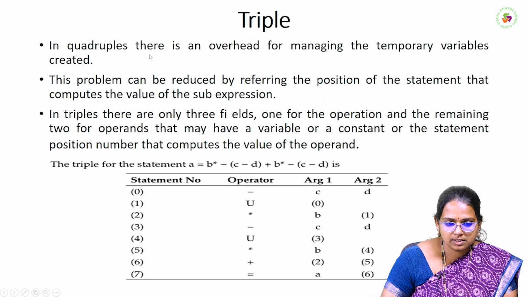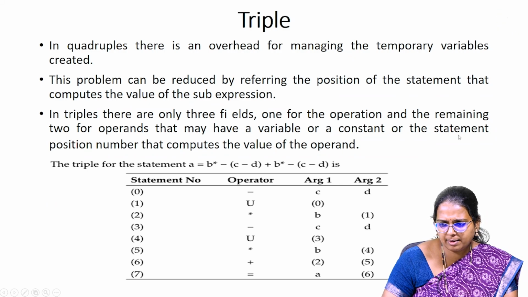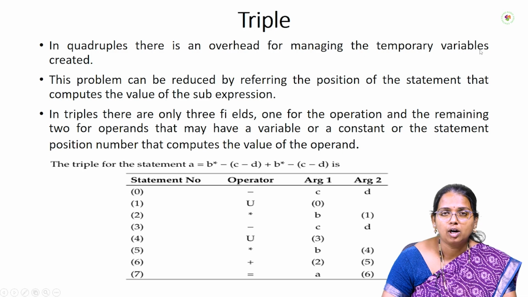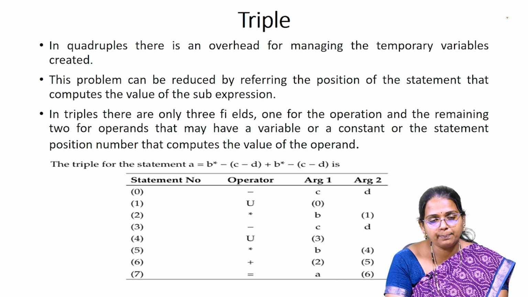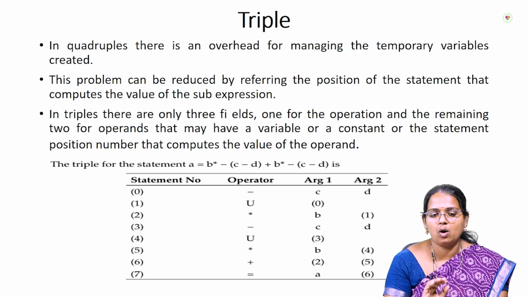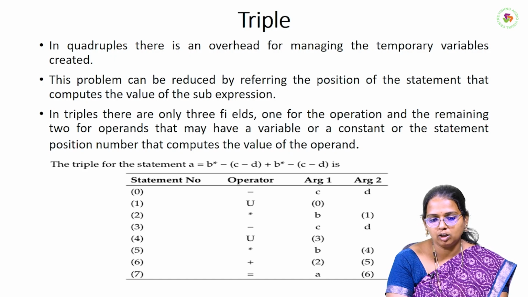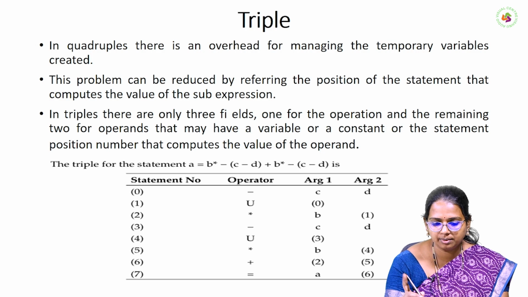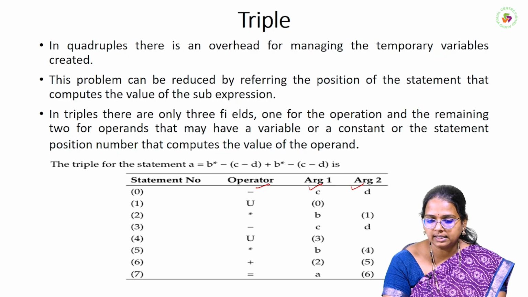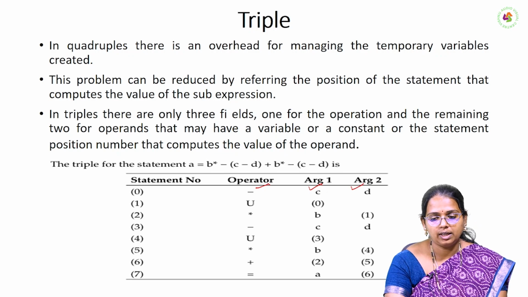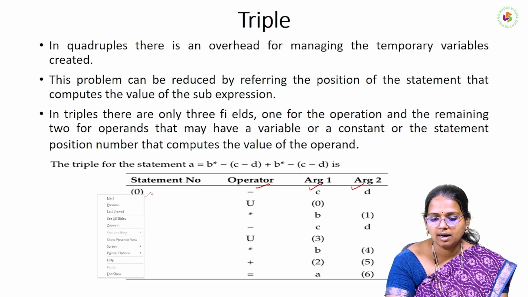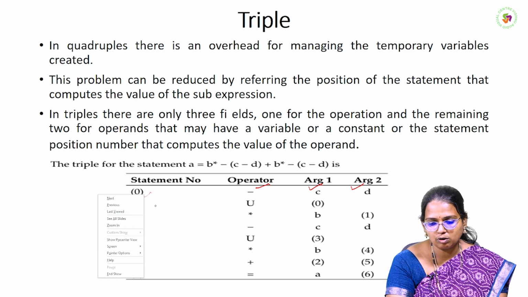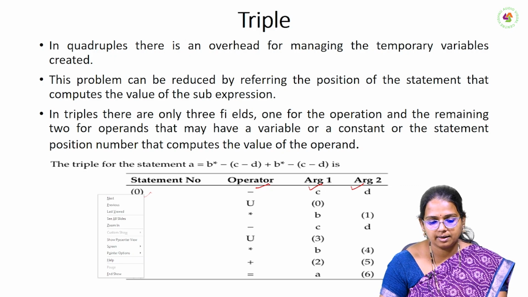Next. In quadruples there is an overhead for managing. Many times you are having many temporary variables. So to reduce unnecessary temporary variables we go for the triple representation. In quadruple we have 4 fields. In triple we have 3 fields: one for operation and the remaining 2 for operands. So here operator, argument 1, argument 2. The operation result will be stored in a position. They may have a variable or constant. The position number will indicate the computed value. So instead of taking a temporary value, that position will be used directly. This is the triple representation.